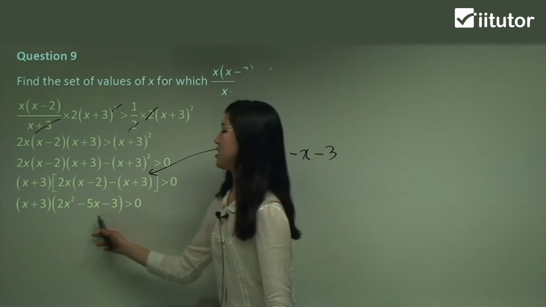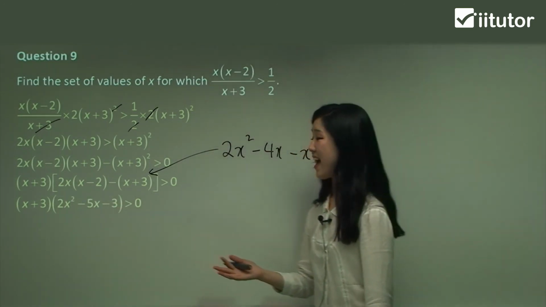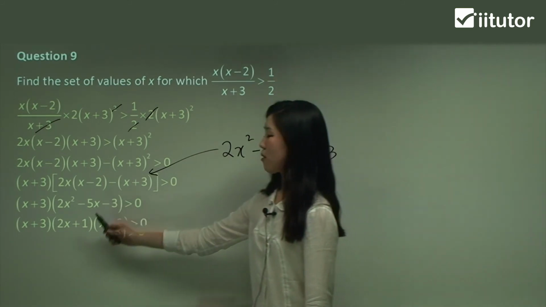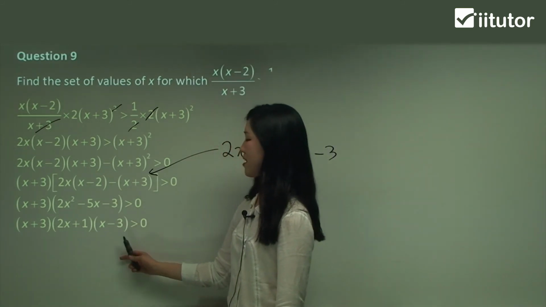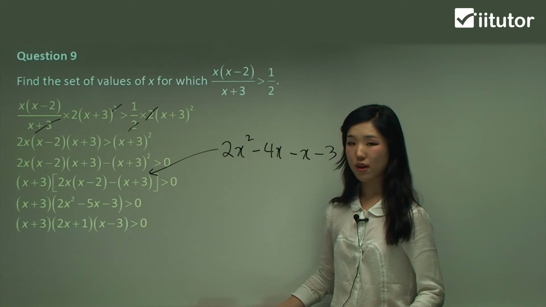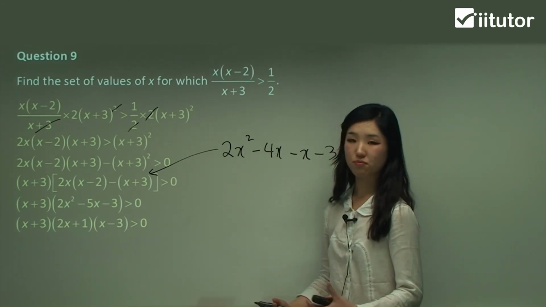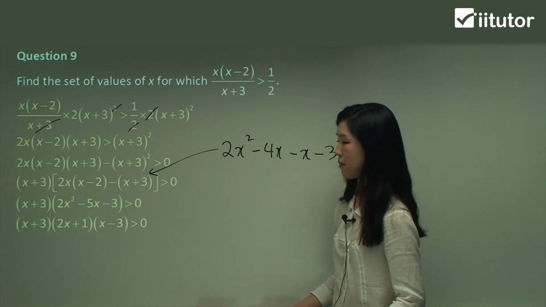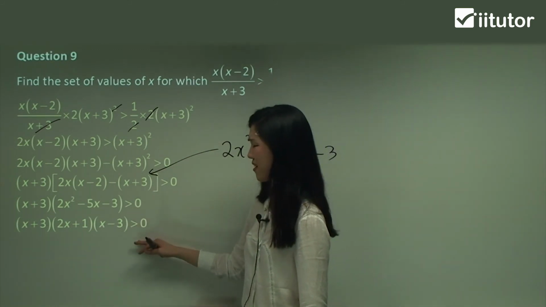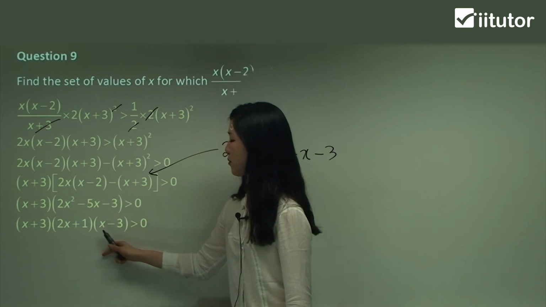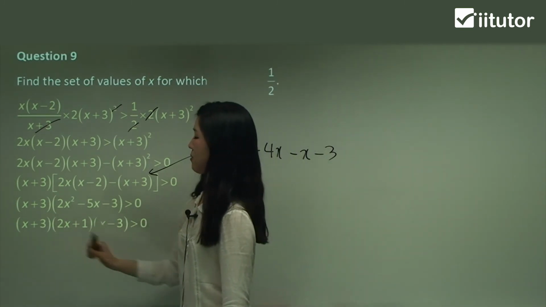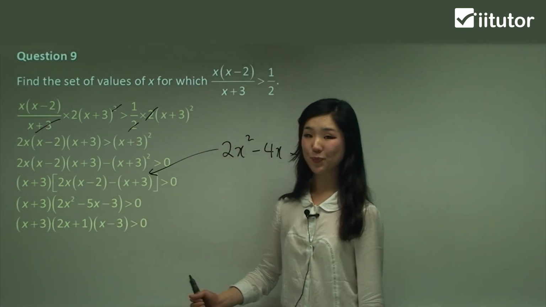Now guys, see if you can factorize this. I think you can, like this. That will probably be 2x plus 1, x minus 3, right? So I'm not going to go through how I factorize that. Probably you might have to use the cross method if you know what that is. Okay, but I hope you guys all understand. It's going to be 2x plus 1, x minus 3, times x plus 3. That's all greater than 0.